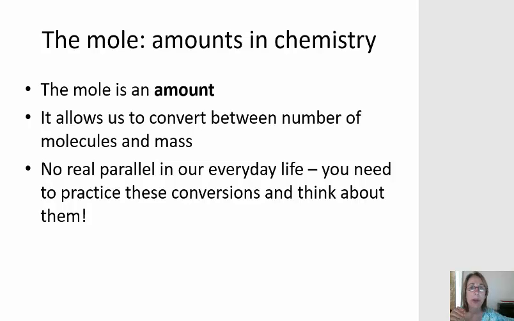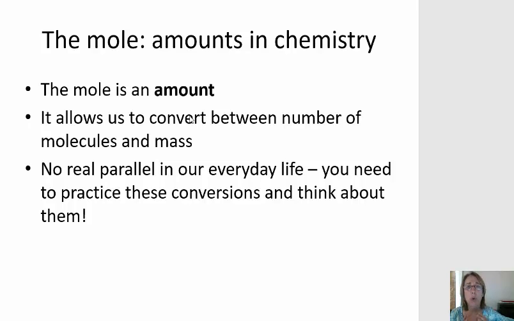One of the most fundamental and arguably one of the most confusing concepts of chemistry is the mole. The mole is how chemists describe amounts of chemicals. And what a mole allows us to do is convert between number of molecules and mass. And unfortunately, there is no parallel to this in our everyday life.